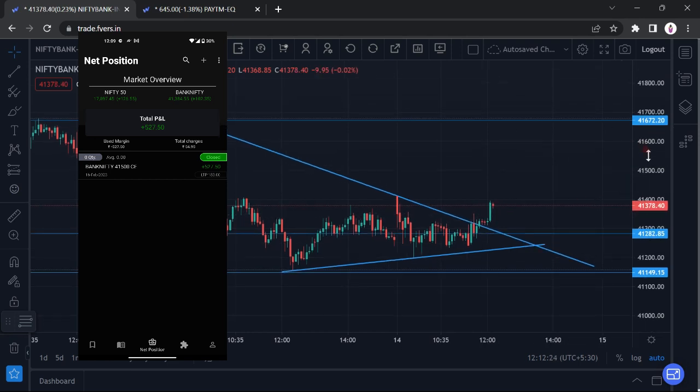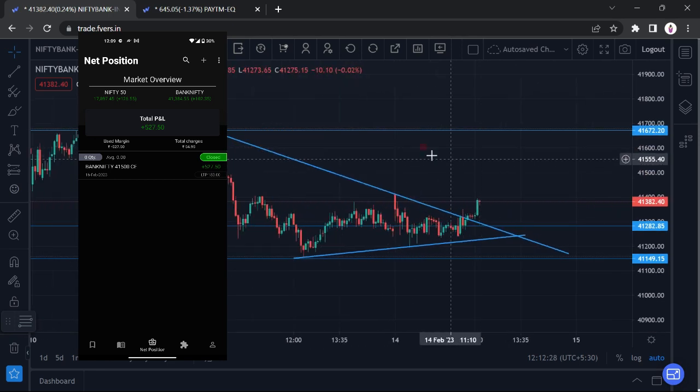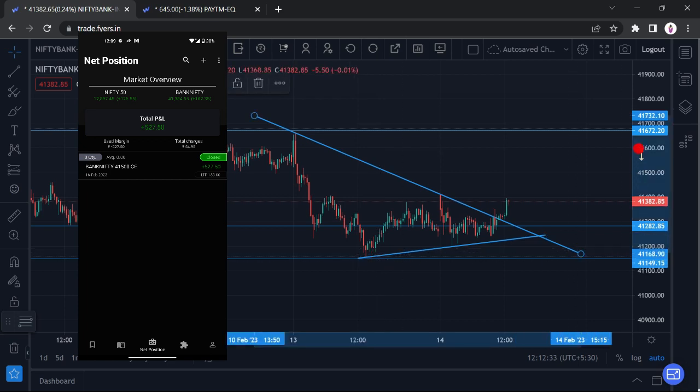I will explain the logic behind it. What is the logic I used to enter this trade? As I explained to you already, we have trend lines here. Here there is one trend line. Here there is another trend line, right?